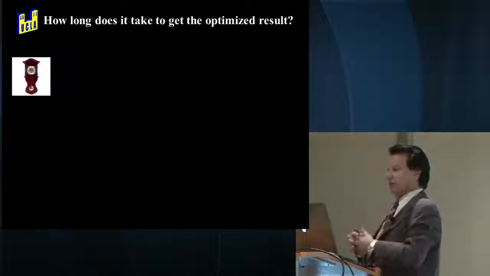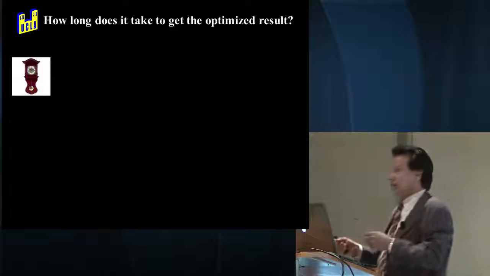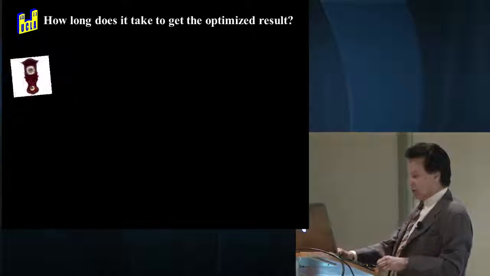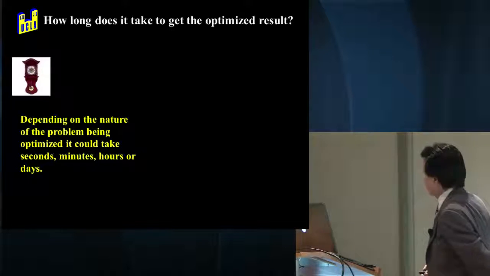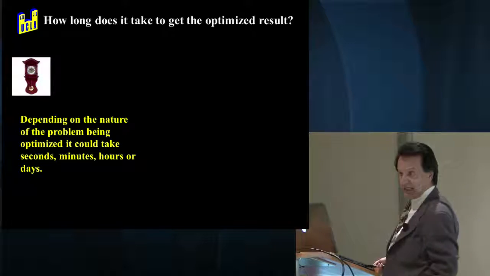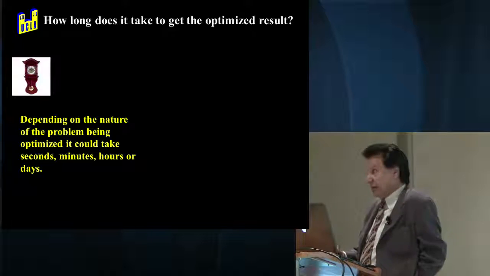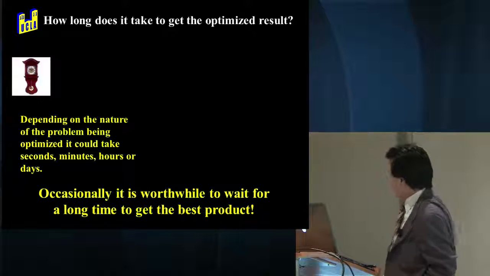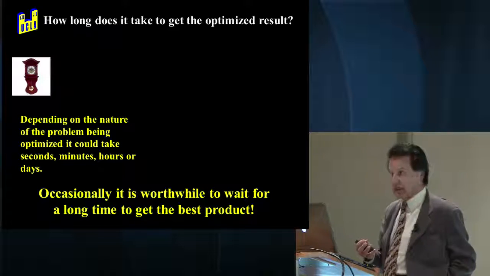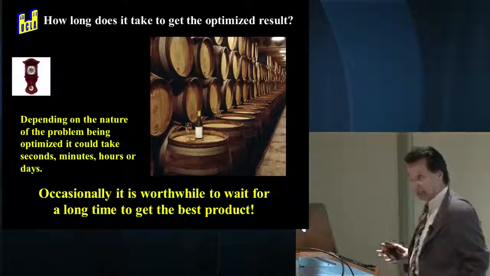So how long does it take to get the optimized result? That's always the question. When you do optimization, can you do it in 1 second? Would it take a year? And so forth. In order to respond to this question, one may say the following. Depending on the nature of the problem being optimized, it could be seconds, minutes, hours, or days. It's possible. But sometimes it's okay, because occasionally it is worthwhile to wait a long time to get the best product. Many of you have that experience. A good wine takes a long time to produce.